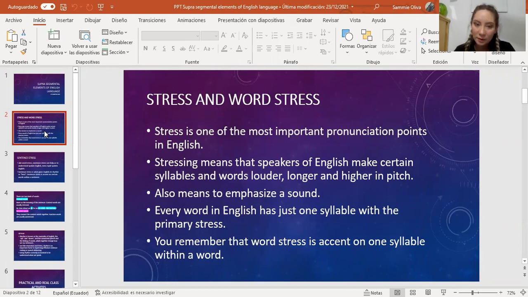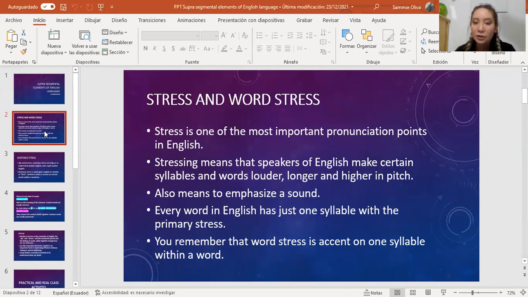What's the meaning of stress? It is one of the most important pronunciation points in English. Stressing means that the speakers of English make certain syllables and words louder, longer, and higher in pitch. It also means to emphasize a sound.